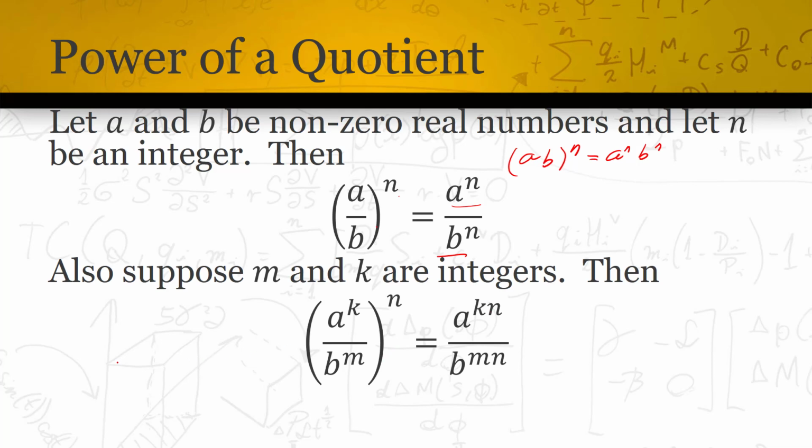Similarly, if you recall, if we had a to the k times b to the m raised to the nth power, the exponent n operates on the k, which would give us a to the nk, and the exponent n operates on the exponent m here, which will give us b to the nm. Well, the same thing happens here. The n operates on the k to give us kn, and it operates on the m to give us mn. So there really is no difference between the two, except for the fact that we're dealing with ratios or division instead of just straight products.